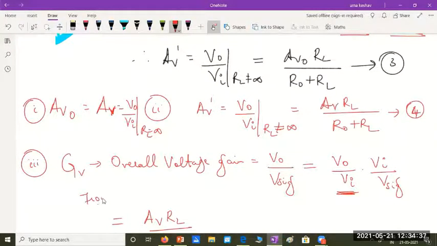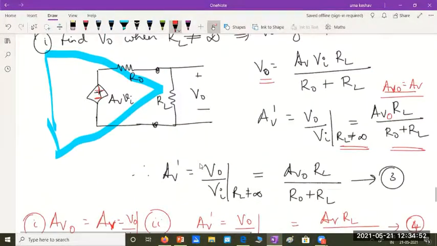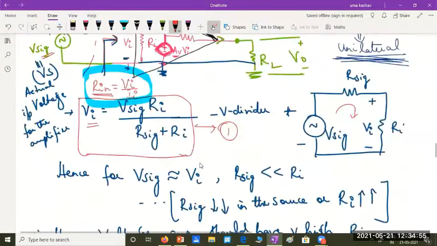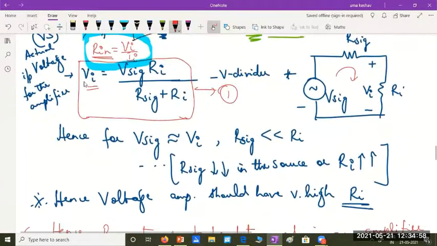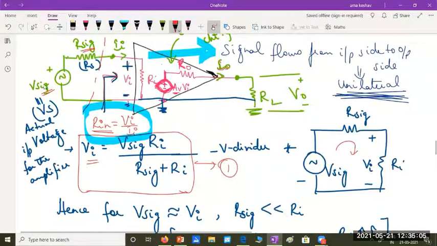So from equation 4, I'll replace V0 by Vi with AV RL by R0 plus RL. And can I find what is Vi by Vsig? Have we already found that out? I think we did it initially only. Here, we have written Vi in terms of Vsig. What is Vi in terms of Vsig? Remember here on the input side also I have a voltage divider. Vi will be Vsig into Ri divided by Rsig plus Ri.